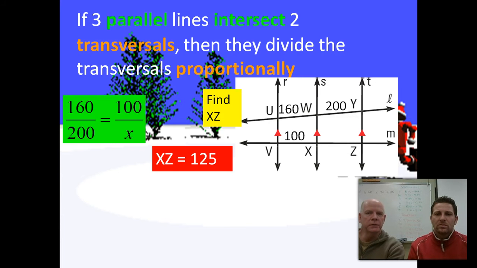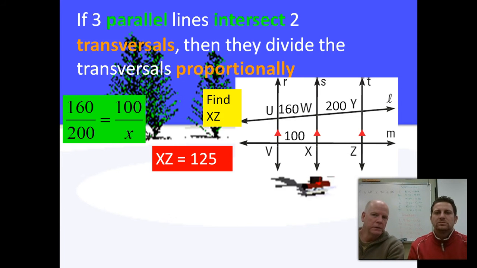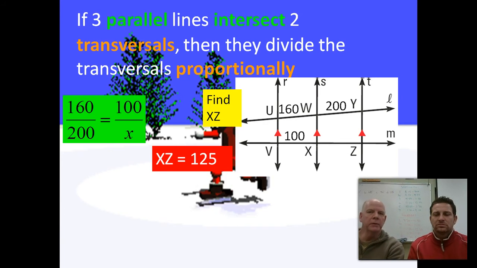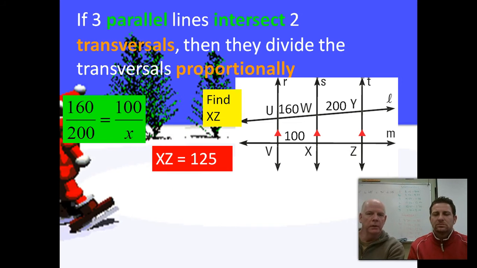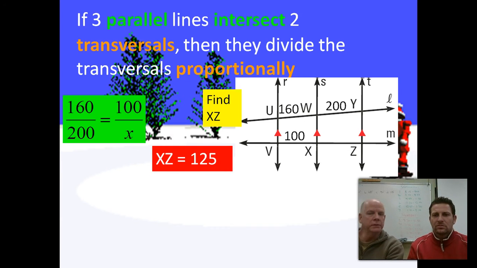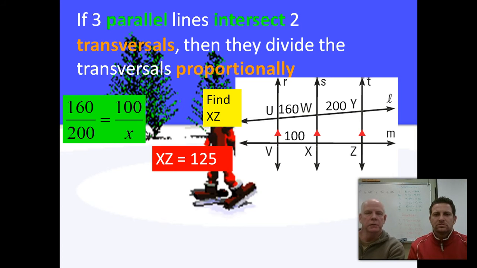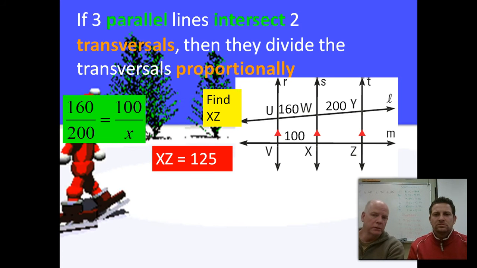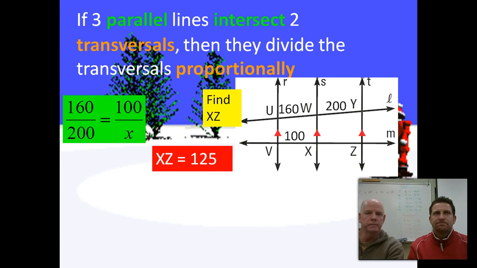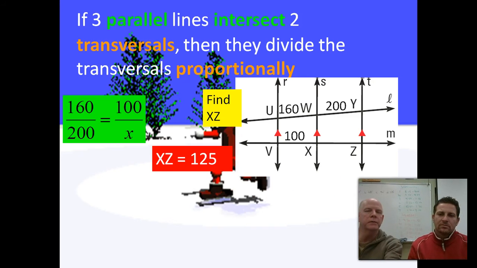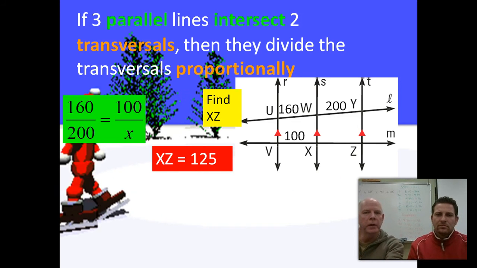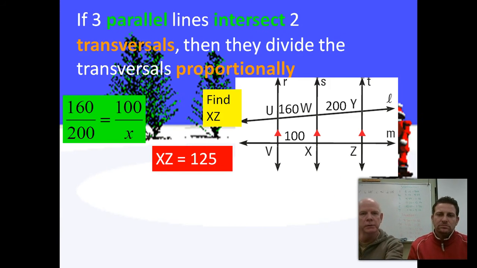We're comparing the slices of transversal L, 160 to 200, and we're picking up the slices of transversal M, the 100 to the variable x. It's not in the diagram there, but the variable x, and comparing those in a proportion, and they are proportional to each other as long as those lines are parallel. So again, we'll do some more examples of that in class, and hopefully that may make more sense with those examples then.